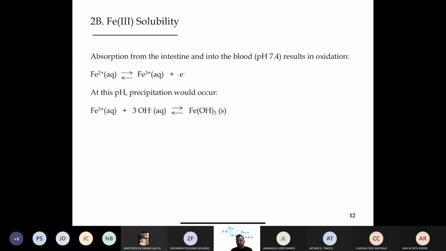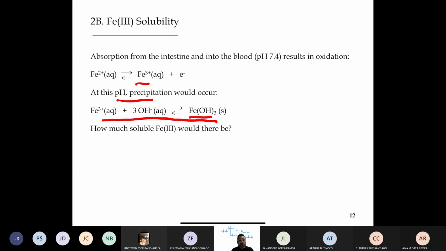Well, it turns out that iron 2 is extremely soluble, and I will mention to you why it's important that we need to oxidize it. So in the absorption from the intestine into the blood, that leads to iron becoming iron 3. But iron 3 is quite insoluble. At this pH, there will be a precipitation event. So this precipitation event, I'm just giving you a representation of how the iron could be precipitated, so iron hydroxide.